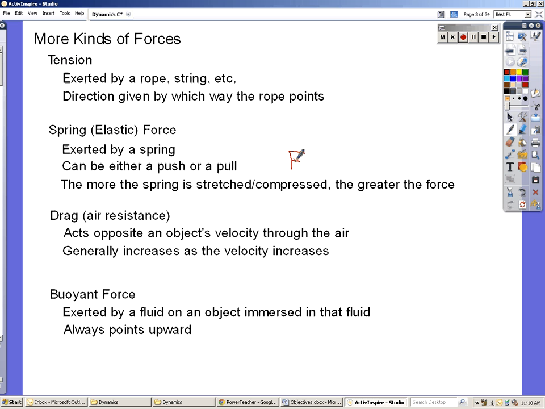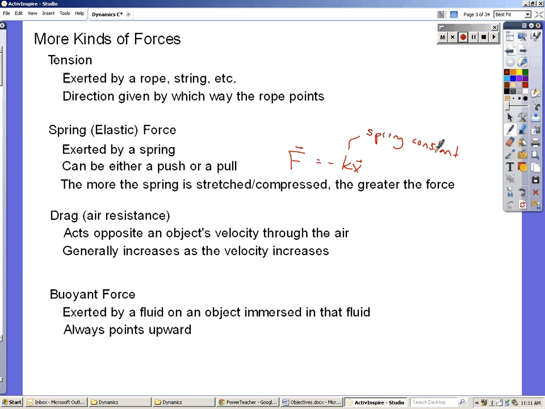The equation we use is F equals negative kx. The negative sign means that when you stretch a spring, it pulls back on you. When you compress a spring, it pushes back on you. k is something called the spring constant, and F is the force. That's an equation you would do well to memorize if you haven't already. You should know it from last year.